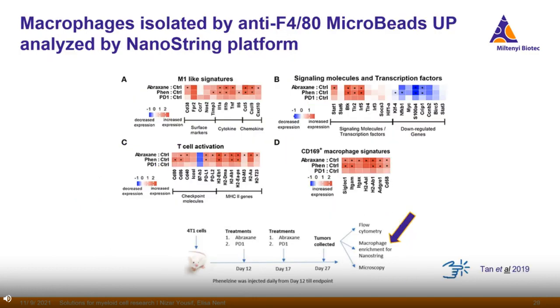In this slide, I would like to show you that macrophages isolated by anti-F4/80 microbeads ultra-pure are ideal for downstream molecular analysis. Macrophages isolated from tumors from a breast cancer xenograft using anti-F4/80 microbeads ultra-pure were analyzed for innate immunity pathways using the NanoString platform. The general message of this result is that treatment with different drugs modulated the macrophages' gene signature.